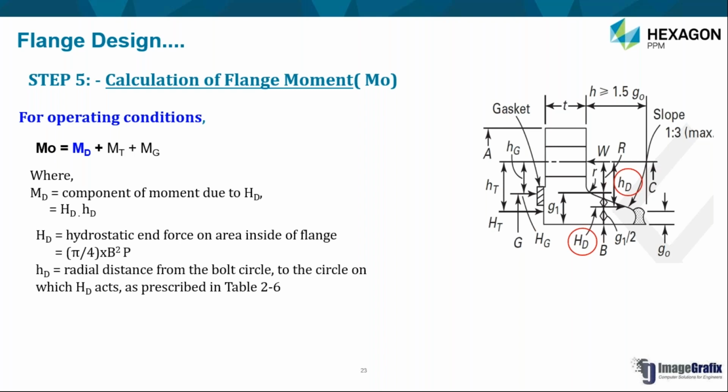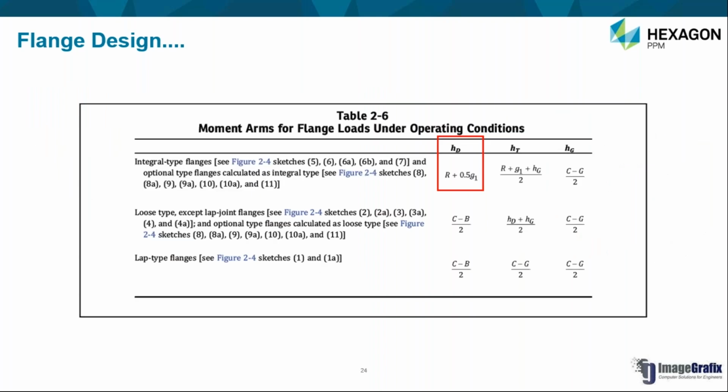If we observe, there is a capital R dimension in the figure, and in the case of an integral flange, HD is applied at a distance G1 by 2 with reference to this dimension R. So what will be the total value? The moment arm for HD is nothing but R plus G1 by 2. If you observe in Table 2-6, it is written as R plus G1 by 2, which is nothing but R plus 0.5 times your G1.